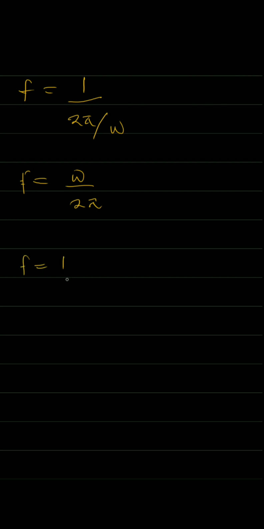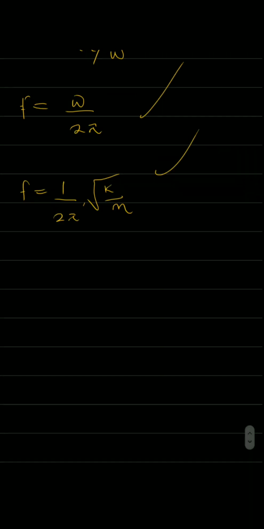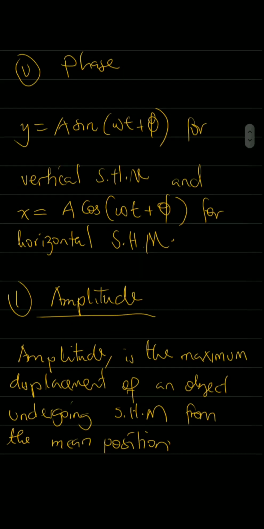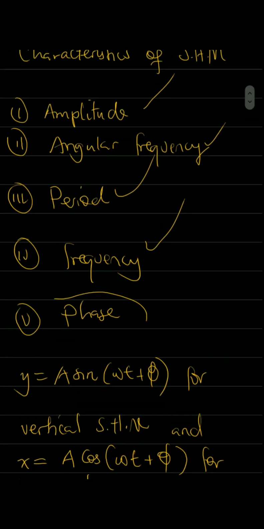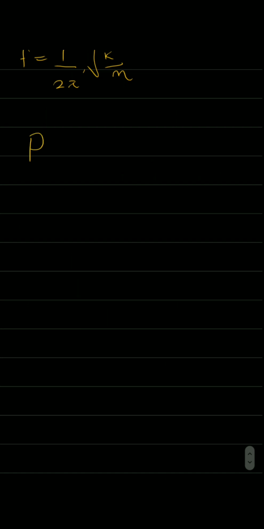So we know that angular frequency is the root of k over m, so we can say that the frequency in this case will be equal to 1 over 2 pi multiplied by the root of k over m. So this is what we get. So these are some of the formulas that we can use when we are calculating our frequency for a simple harmonic motion. Now from there we'll go to the last part of this discussion, which is the phase.